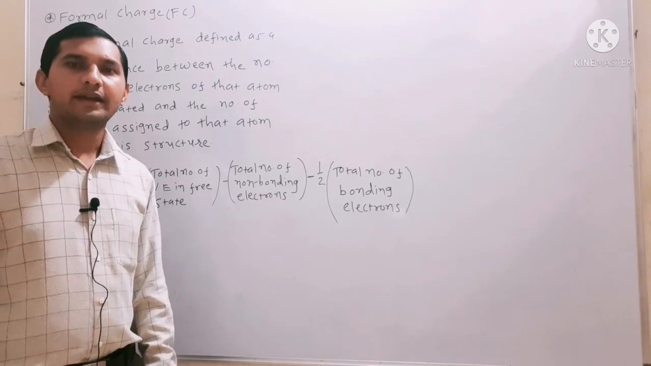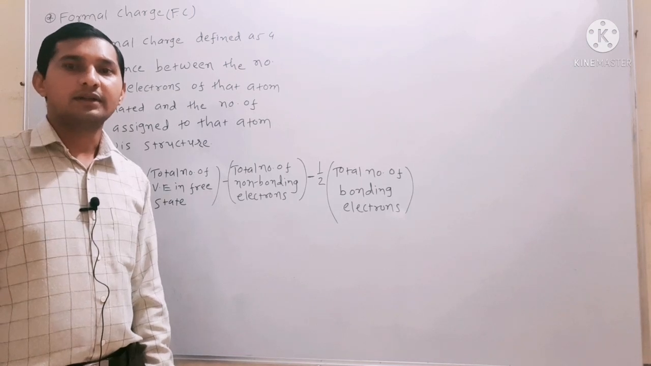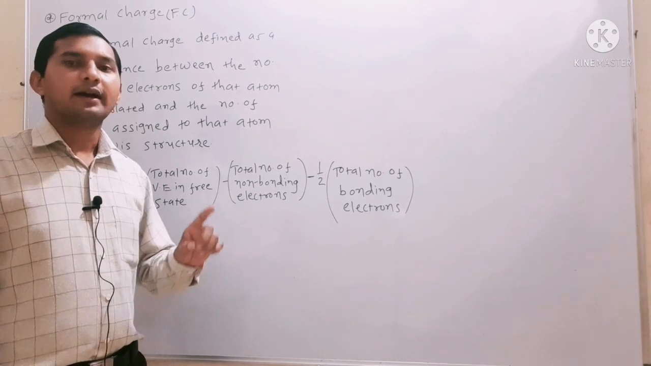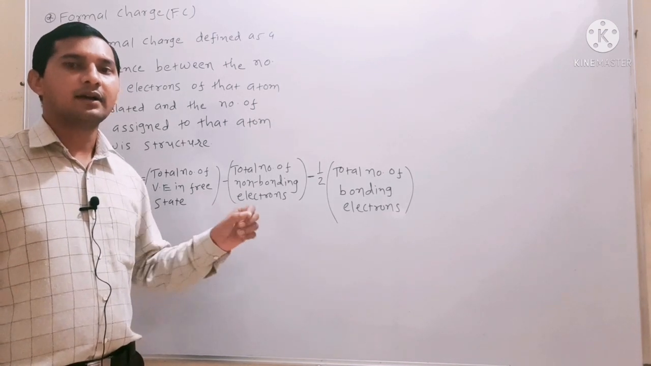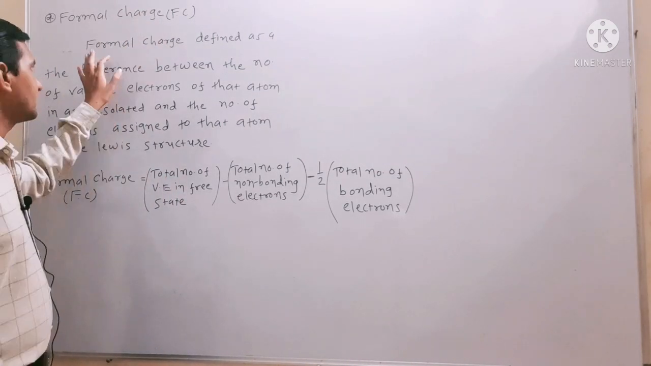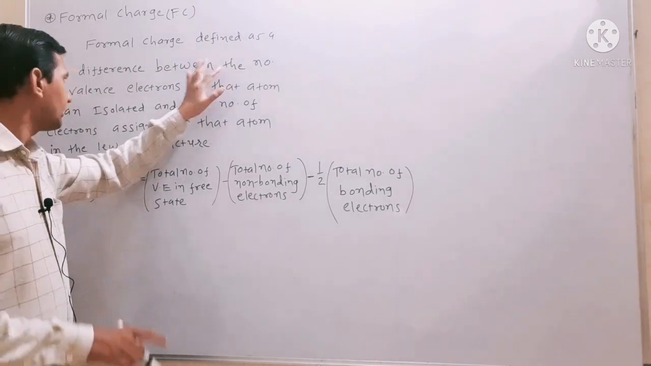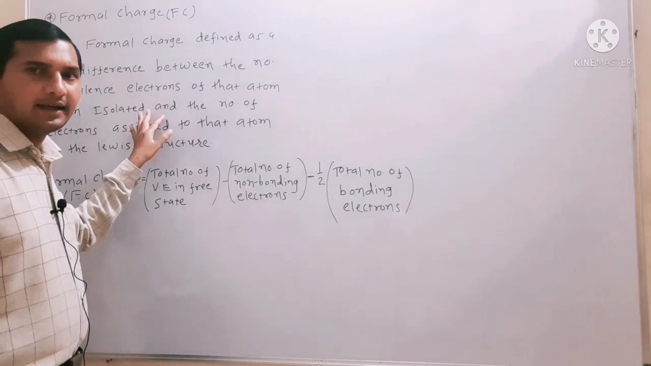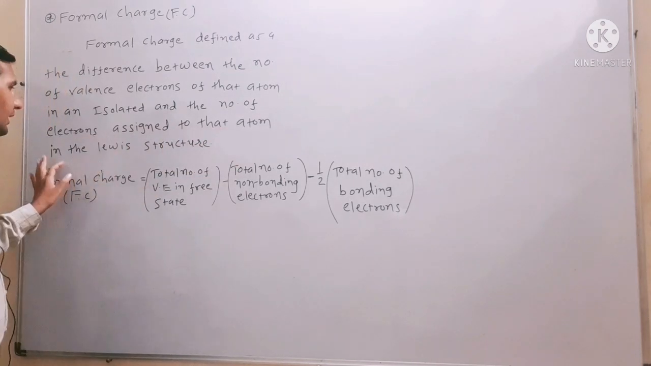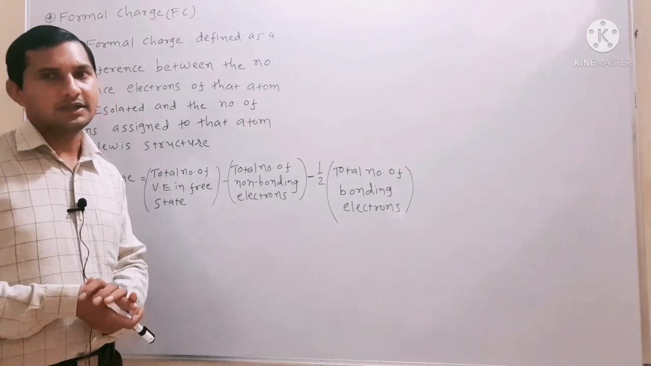Formal charge of any compound is defined as the charge difference between the number of valence electrons in the free state and the number of electrons assigned to the atom in a given Lewis structure. So the formal charge is the difference between the number of valence electrons in isolated or free state and the number of electrons assigned to that atom in the given Lewis structure. This is known as formal charge.